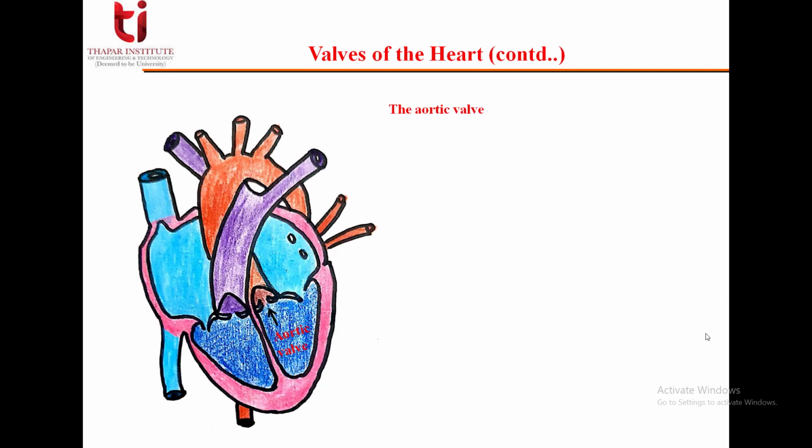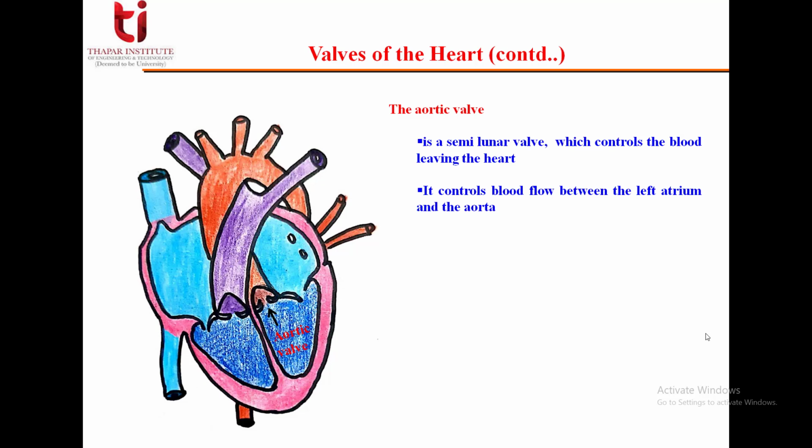Similarly, we have the last valve, that is the aortic valve. This is also a semilunar valve which controls the blood leaving the heart, and it controls the blood flow between the left ventricle and the aorta. So it is between the left ventricle and the aorta. Also, it prevents the blood from flowing back to the left ventricle when it relaxes. So that was for the right ventricle and this is for the left ventricle. So these were the 4 different valves of the heart.